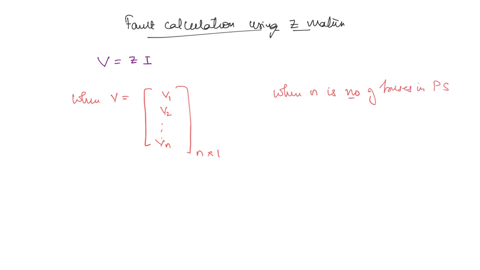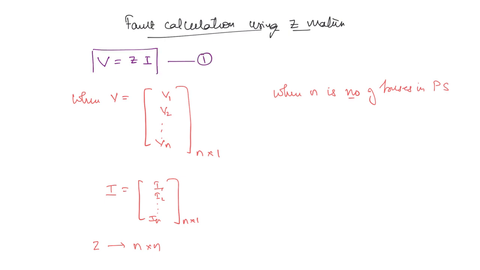Similarly, I will also be a column matrix, I1, I2 and so on till In. This is also an n by 1 matrix. So then what will be the order of Z? Z is going to have order n into n. Now before we go into the fault calculation, we will discuss a few basic relationships. The first relationship is V is equal to ZI, this is the basic relationship.